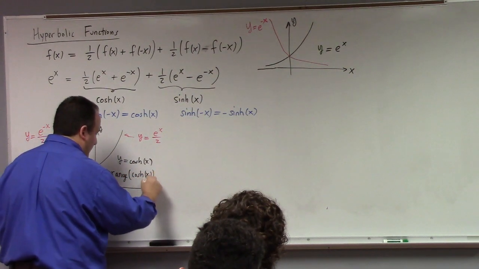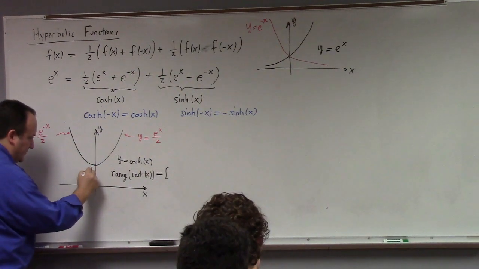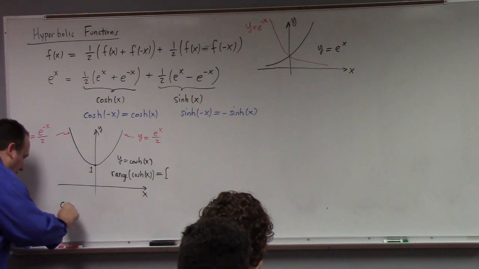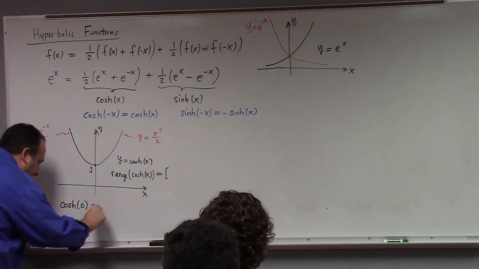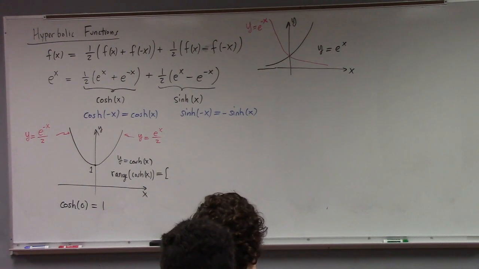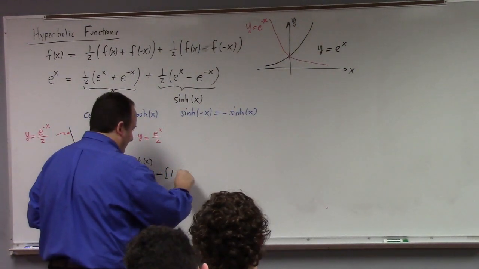The range of the hyperbolic cosine, you guys can tell me, right? What is it? This is its low point, right? That's 1, right? Because cosh of 0 is 1. How do I know that? Well, plug it in, right? 1/2 of e to the 0 plus e to the 0, which is 1/2 of 1 plus 1, which is 2 over 2, which is 1. So there's cosh of 0. What's the range of cosh? It's 1 to infinity, right?